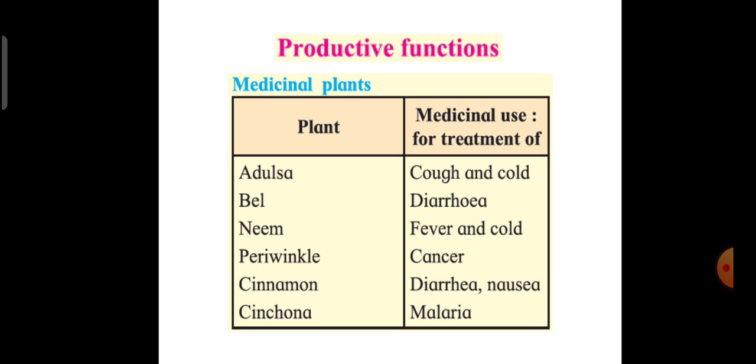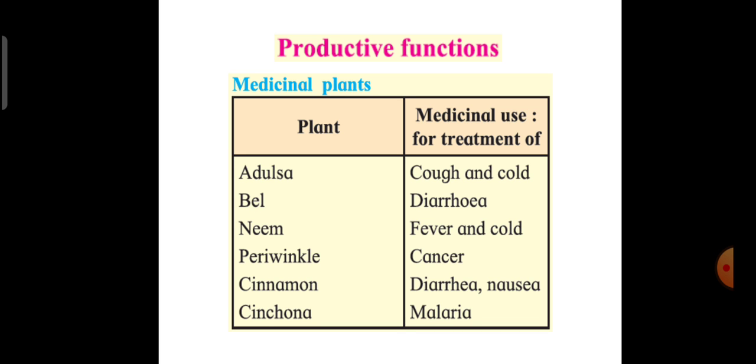Now let us look into the productive functions of forests. You have heard about Adulsa, the cough syrup. Actually, it is the name of the plant Adulsa, which is used for the treatment of cough and cold. Bael is used for diarrhea. Neem for fever and cold. Periwinkle, cancer.